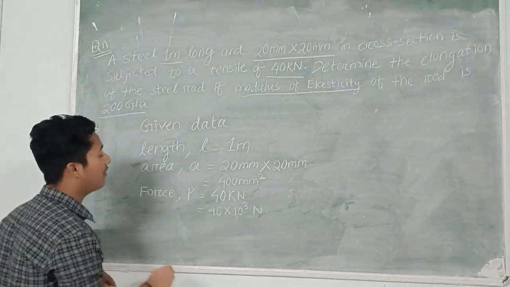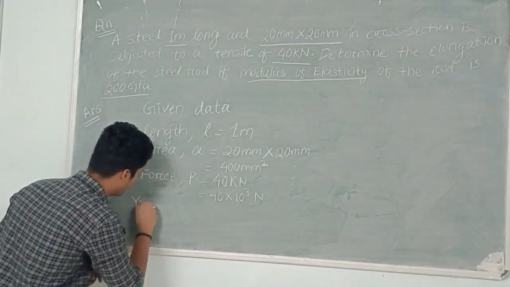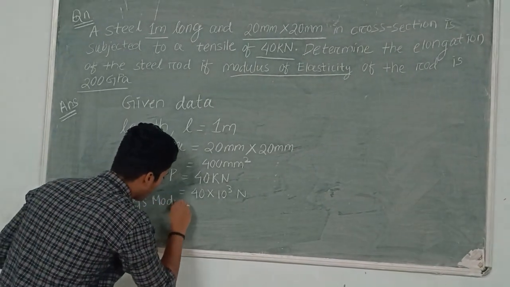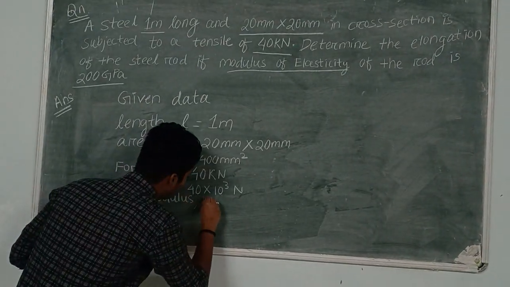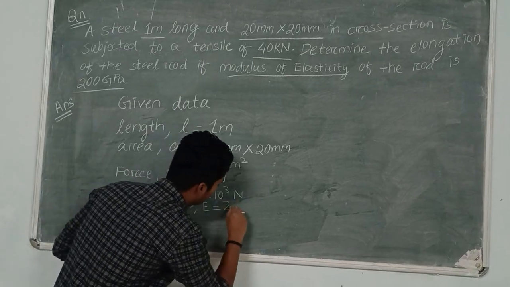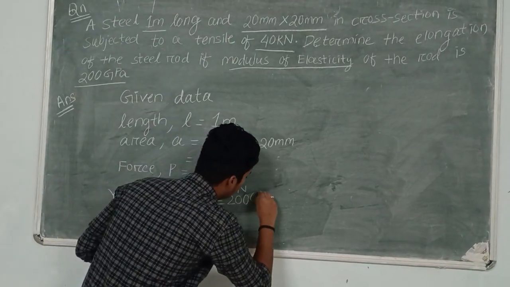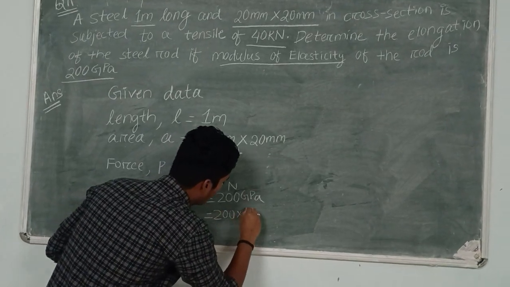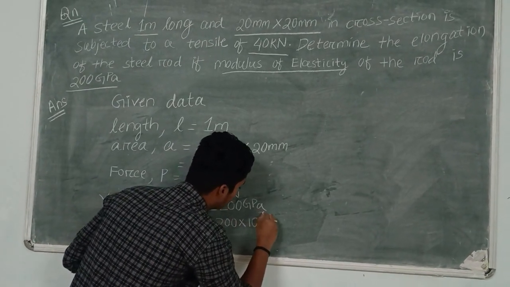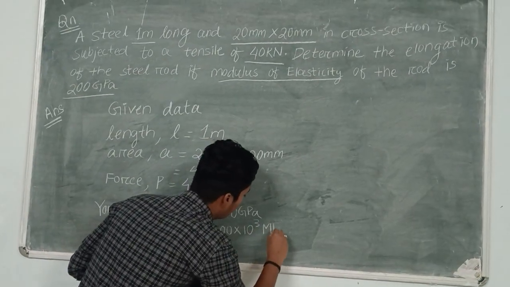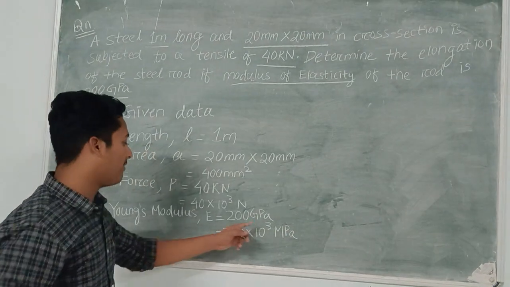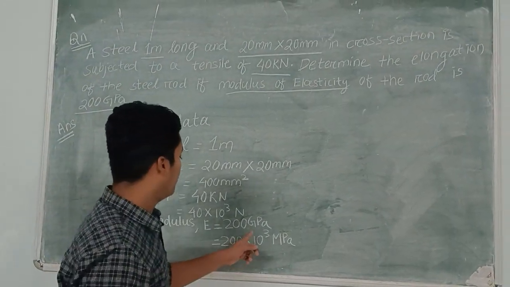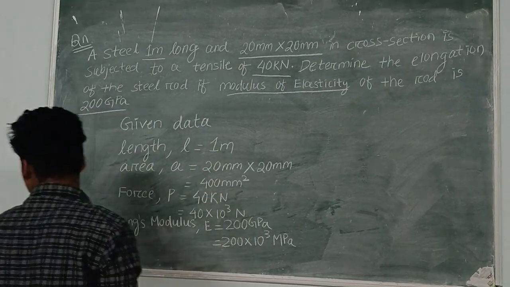And last, modulus of elasticity, that is Young's modulus, which is designated by E, that is given as 200 GPa. That is 200 into 10 to the power 3 MPa. I have converted into MPa. Okay. So this is the given data.